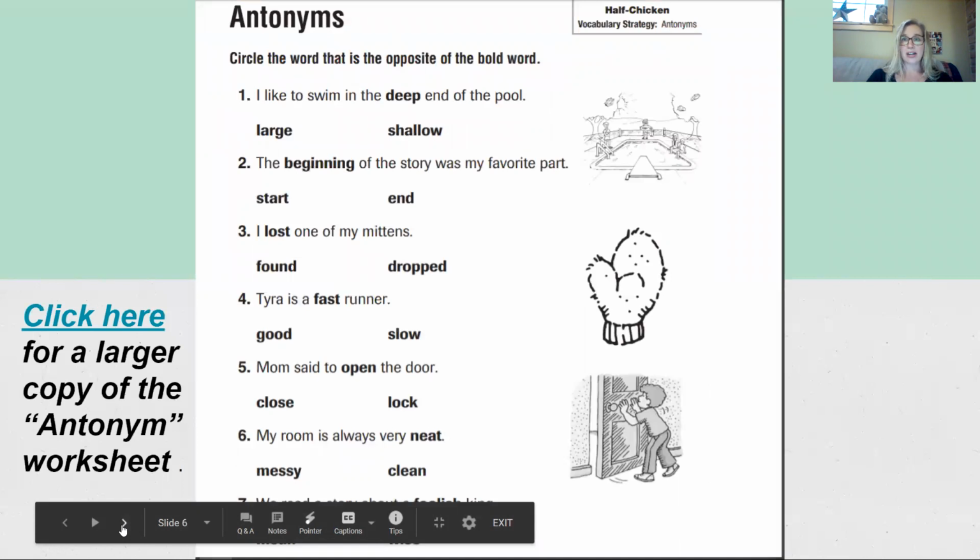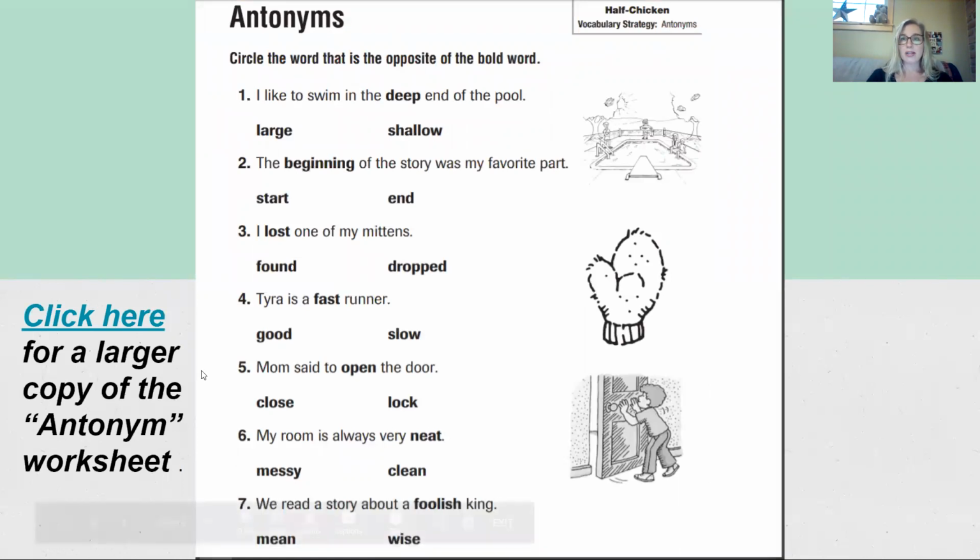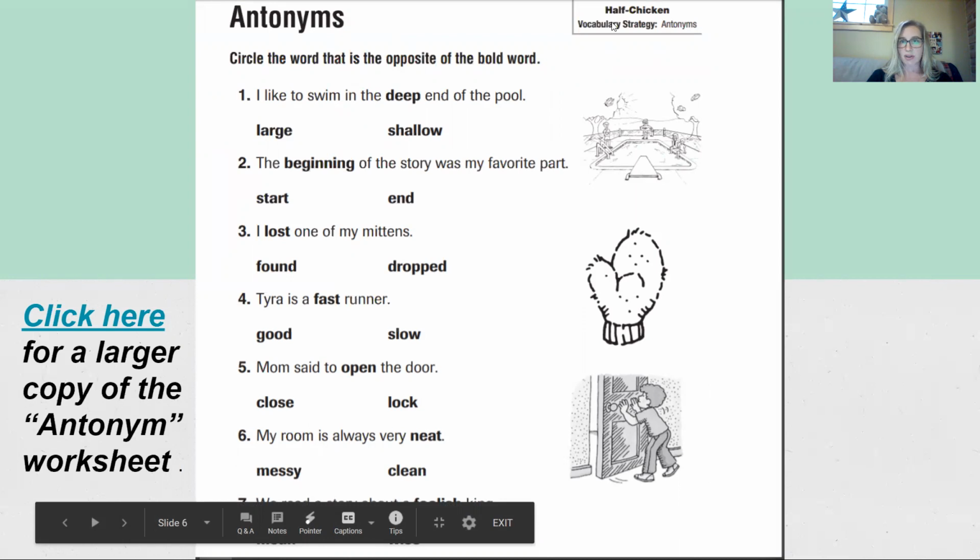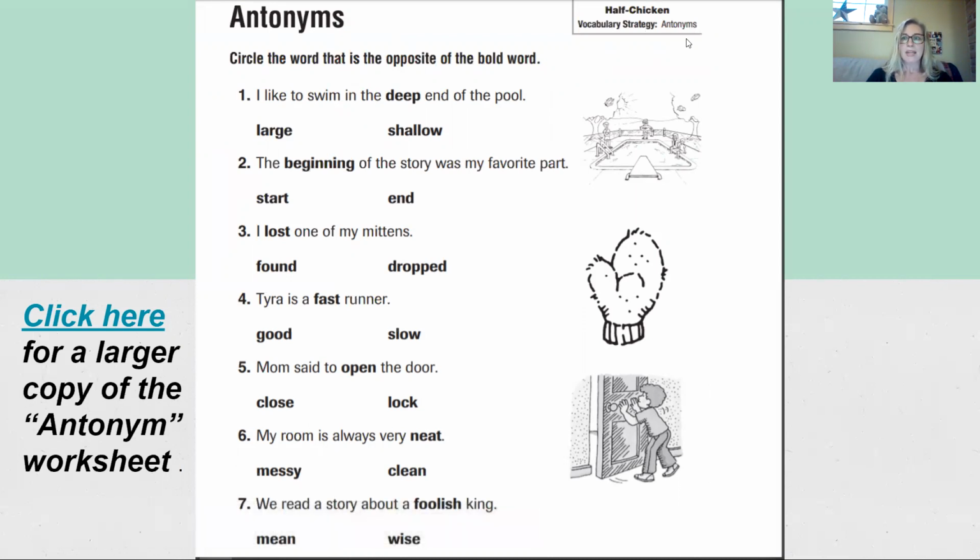Now it's your turn. So we have one of our Reader's Notebook pages, Vocabulary Strategy from Half Chicken, on antonyms. If you want a larger copy of the page, you can click here and it'll take you to a Google document with a larger copy. If not, you can go ahead and just do it right here on this screen. The directions say, circle the word that is the opposite of the bold word. Let's look at number one together.